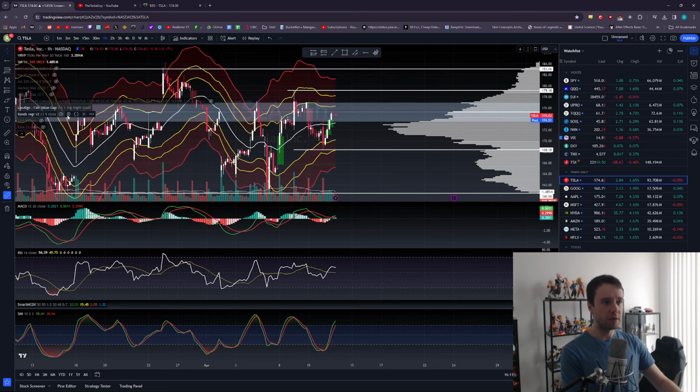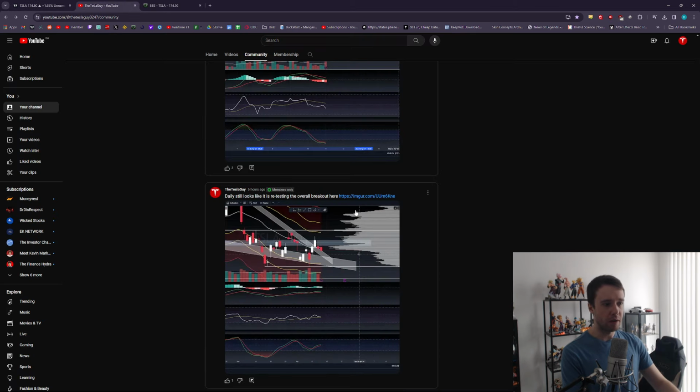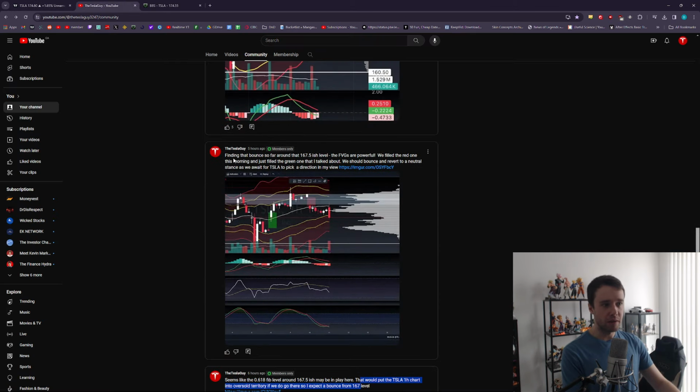The next thing I want to talk about is, of course, my favorite indicator, the Bands regression. Bands regression here is pretty interesting because, as we came down into this level, the fair value gap, pretty much that 618 Fibonacci level, we also entered oversold territory, which is what I talked about somewhere around here. Finding that balance so far around that 162.7-ish level, the fair value gaps are powerful. We filled the red one this morning. Now we came back to the bottom, right?